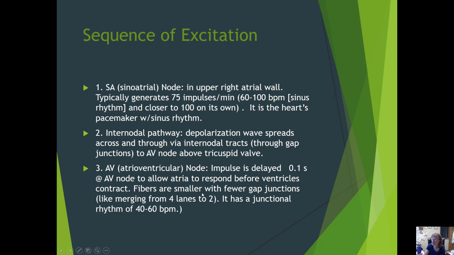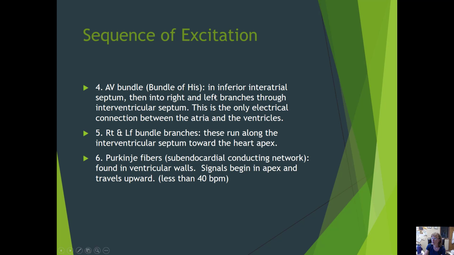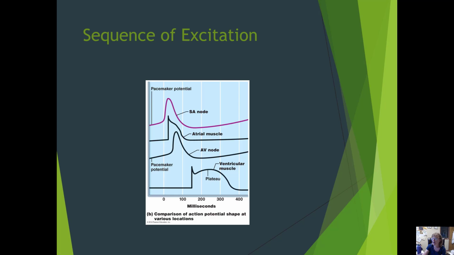Because the fibers are smaller at this point with fewer gap junctions, so the sodium doesn't pass through as rapidly. It's kind of like merging 4 lanes on the freeway down to 2. Then we go to the AV bundle, right and left bundle branches, and the Purkinje fibers. And then we can take a look at when they fire.